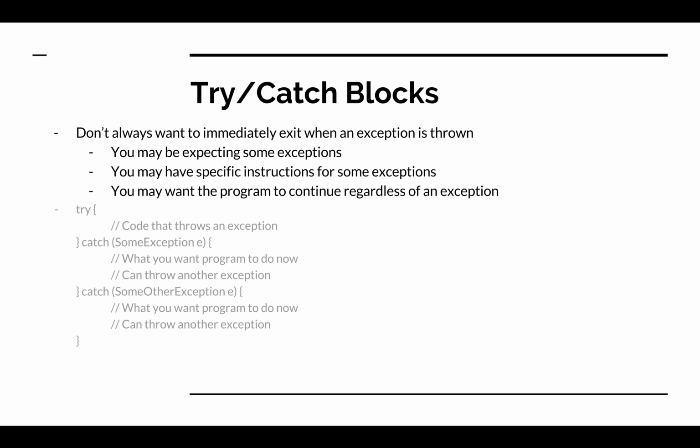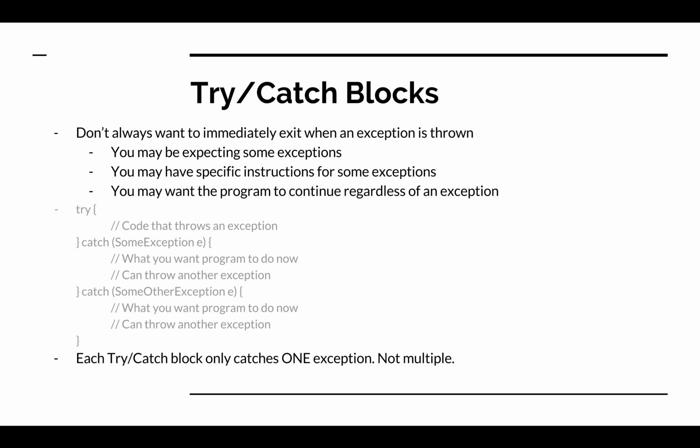So this is what a try-catch block looks like. Inside try, we have some code that throws an exception. Inside catch, you can specify what type of exception it is. You state what you want the program to do now, and you can even throw another exception. And then you have another catch block where you have some other exception, and you can again write what you want the program to do now, and you can also throw another exception.